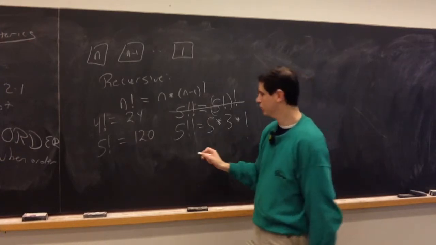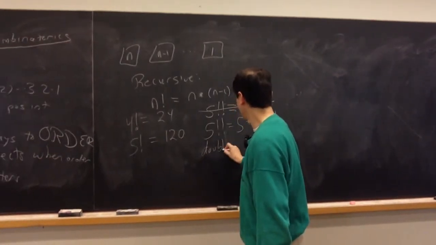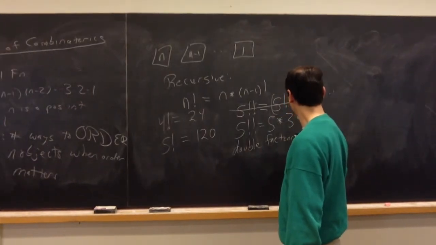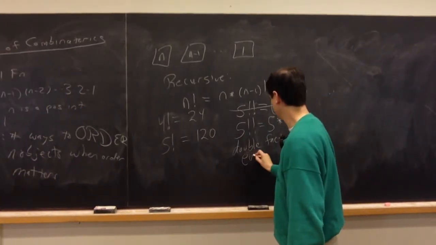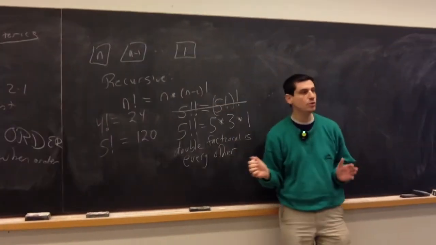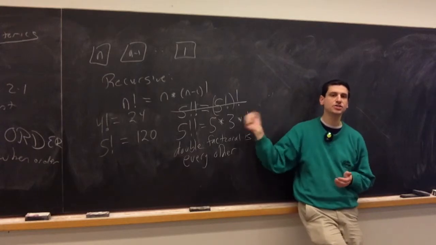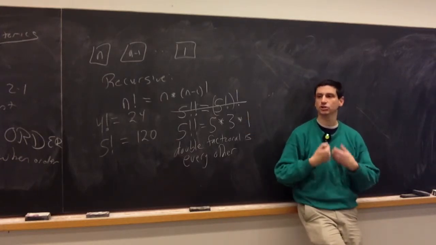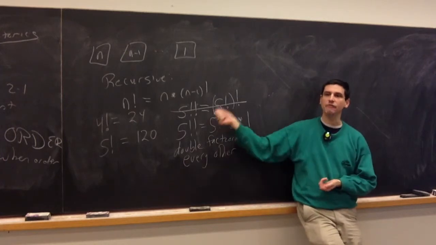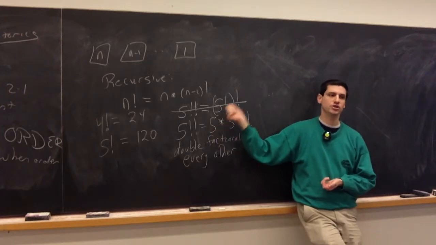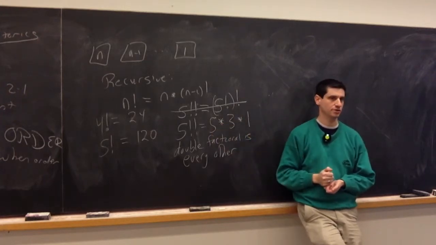Every other. So double factorial is every other. And again, at this point in the game, we have no idea why this is going to be the useful definition of the double factorial. But it turns out in a lot of probability problems, every other occurs far more often than the factorial of a factorial. So that is the one that gets the definition.